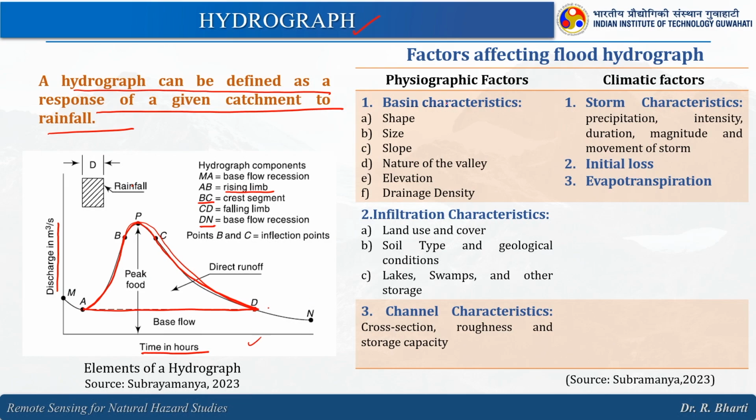So, here when we talk about the factors which are affecting the flood hydrograph, there are the basin characteristics, storm characteristics, initial loss and evapotranspiration, all of which will lead to this graph. So, they have a very important role here. Then you have infiltration characteristics and then you have channel characteristics. So, we will continue this discussion in the next part.